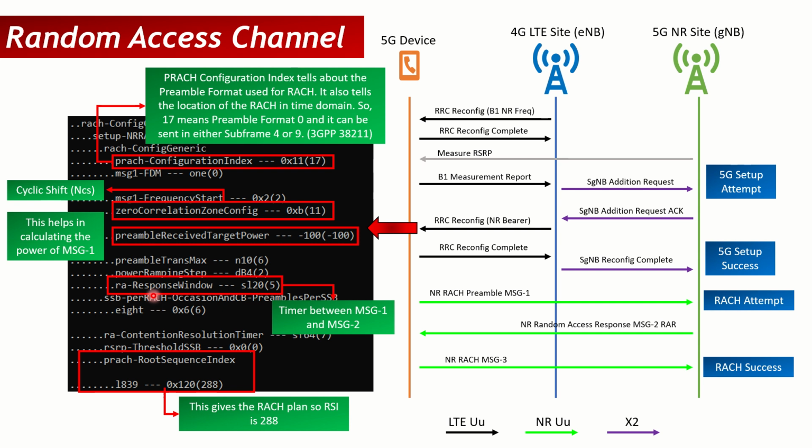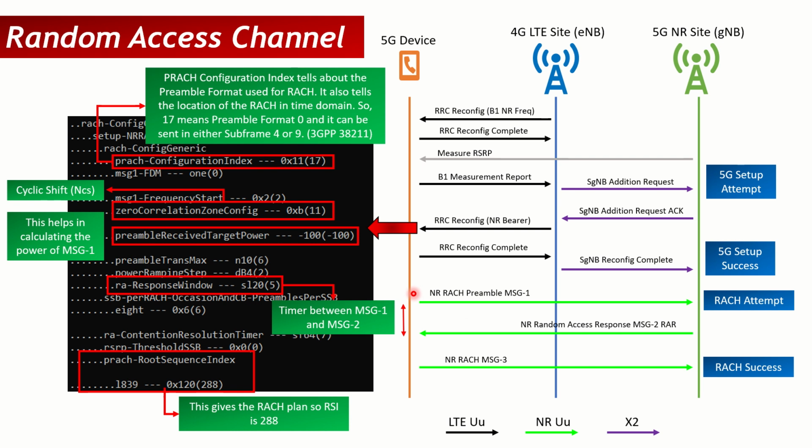The next one is the RA response window. Now what is RA response window? The UE sends the preamble and it needs to wait for a response, right? And this is the timer which gives you that value. So this is the IE which tells you about this timer value. So in this case it is 20 slots. So the UE sends the preamble over the RACH channel, then it waits for 20 slots to get the response from the gNode B. If there is no response by this timer and this timer expires, the UE will then send the preamble again.